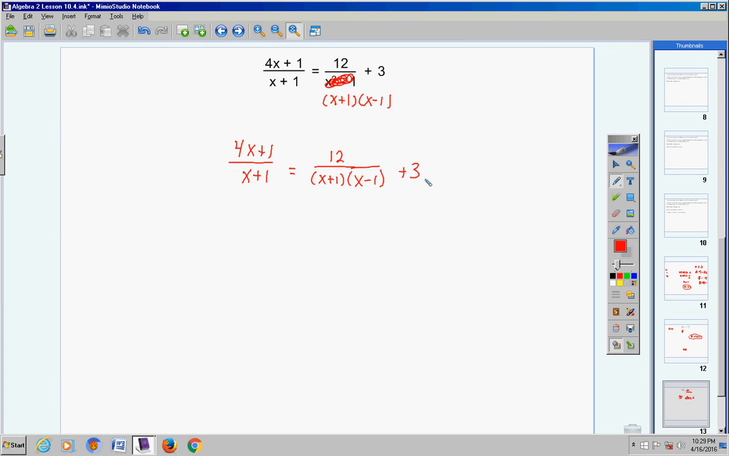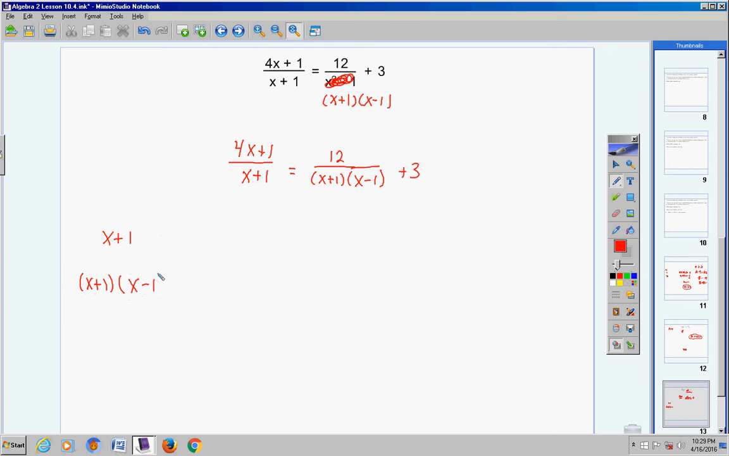Alright, so step 1 is done. I have factored everything that can be factored. Step 2, find the common denominator. So here's my first denominator. Write it over here. Here's my next denominator: x positive 1, x negative 1.